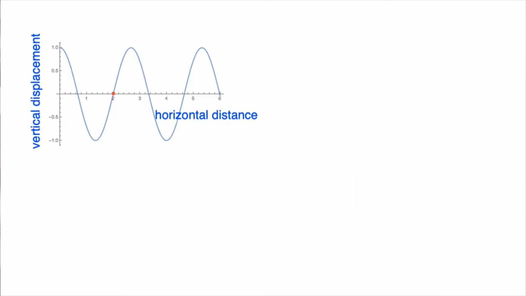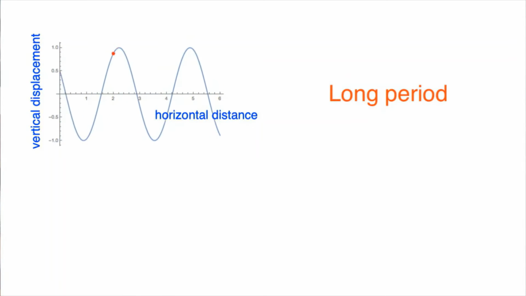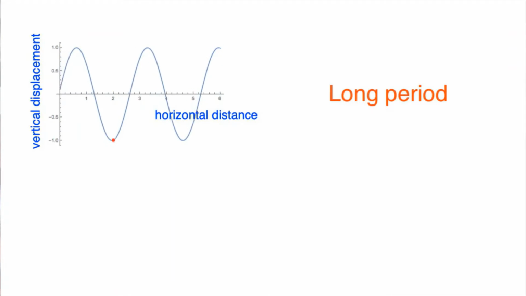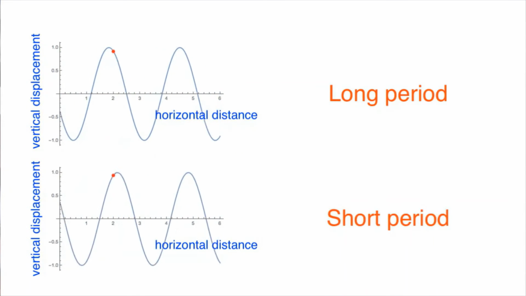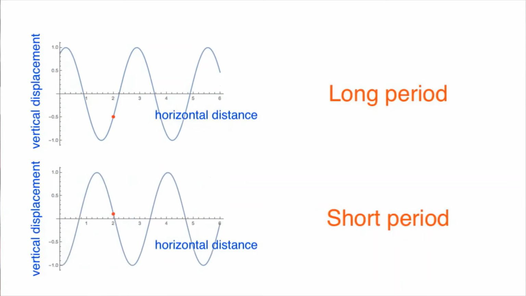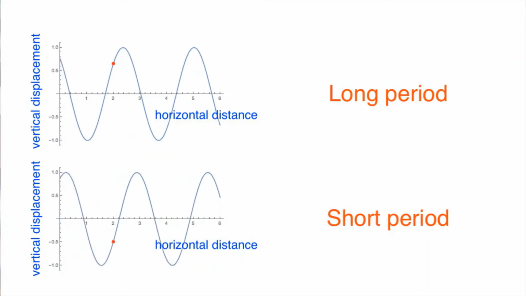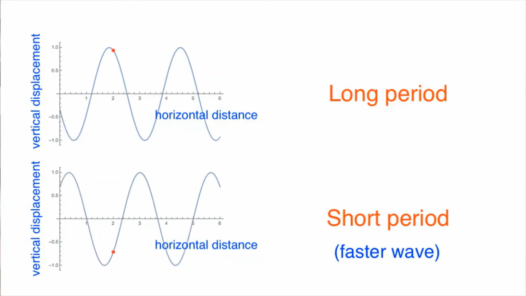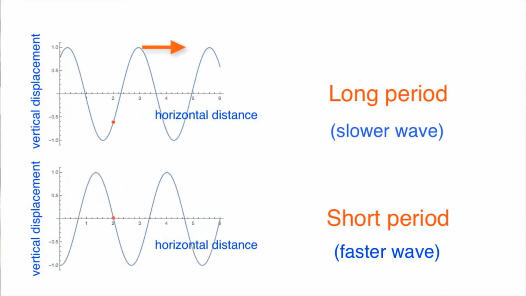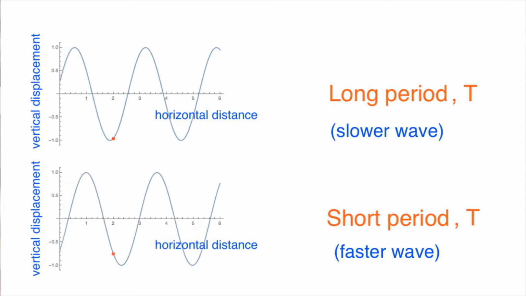Here's a static wave frozen in time. Let's unfreeze it and see what it looks like if it has a long period. Let's freeze it again and restart it with a shorter period. As you can see, a wave of given wavelength and amplitude can have different periods. The wave with a shorter period appears to travel more quickly. A wave with a longer period moves more slowly. Now, we often denote period with a capital T.